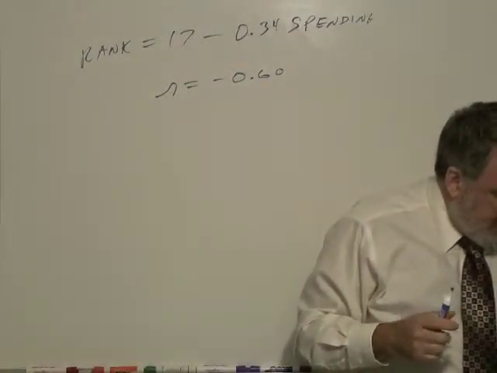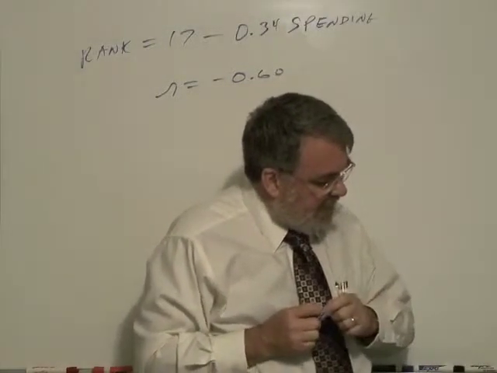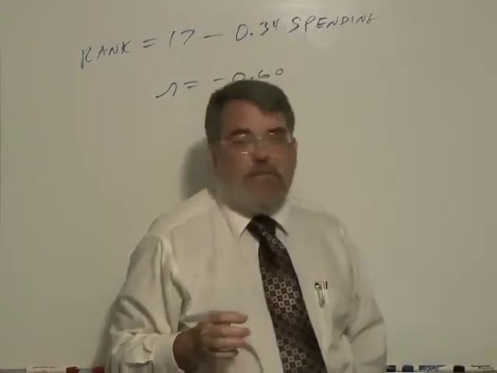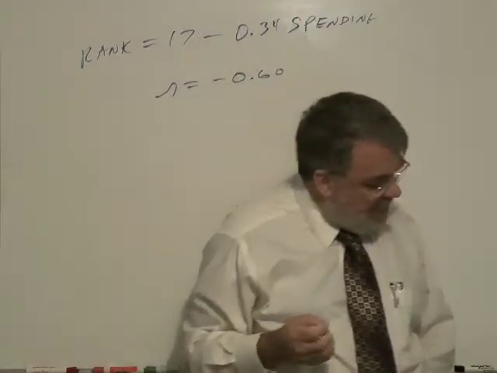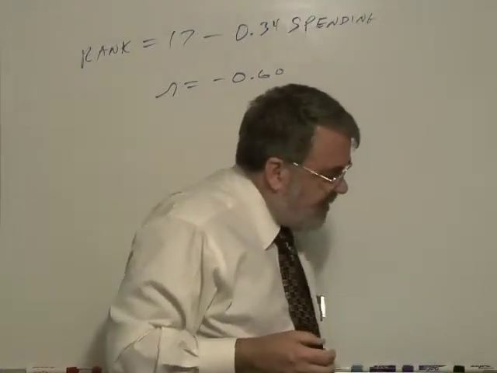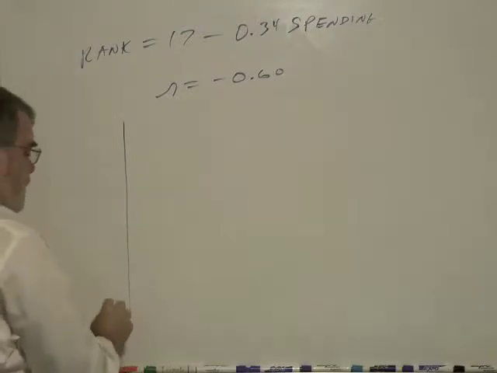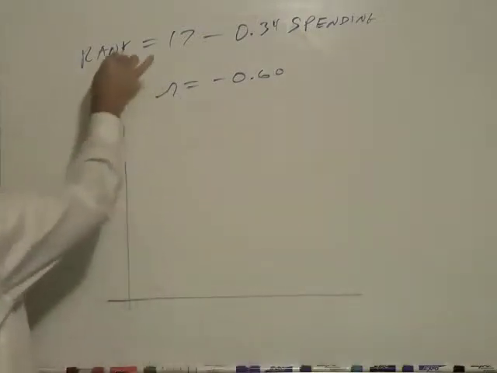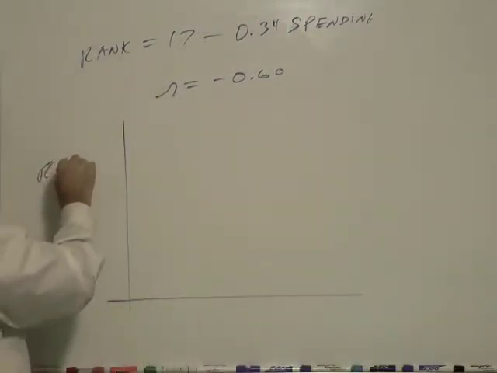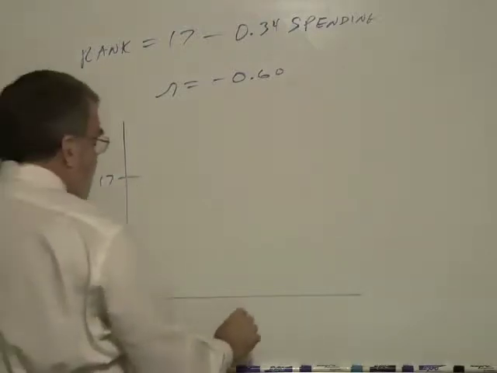Now the book says the relationship is negative because the highest ranked, Harvard, has the lowest numerical rank and is therefore located at the bottom of the scatter plot. Northwestern, with rank 12, is located at the top of the scatter plot. So if we did a scatter plot on this, the rank is the dependent variable. Here's 17, and here's spending.